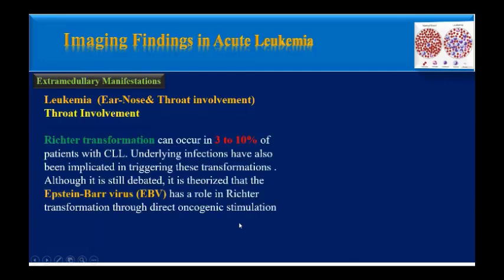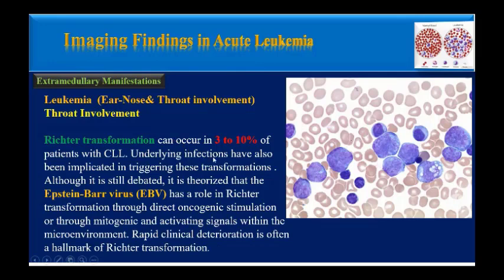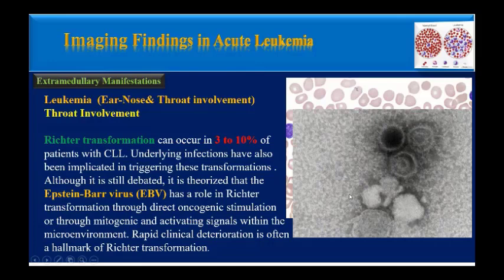Richter transformation can occur in 3 to 10% of patients with CLL. Underlying infections have also been implicated in triggering this transformation, although it is still debated. It is theorized that the Epstein-Barr virus has a role in Richter transformation through direct oncogenic stimulation or through mitogenic and activating signals within the microenvironment.